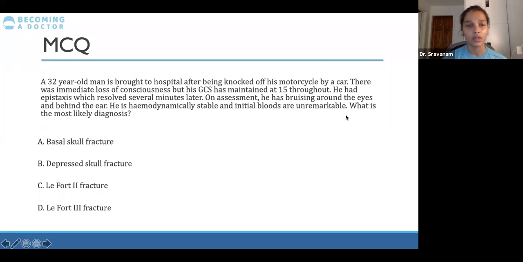It's unanimous. Okay, so this 32-year-old man is brought into hospital after being knocked off his motorcycle by a car. He's lost consciousness, but his GCS has been maintained at 15 throughout. He has had epistaxis, so that's a nosebleed, and this has resolved after a few minutes. He has bruising around his eyes, so that's raccoon eyes, and behind his ear, so that's Battle's sign, okay? And he's hemodynamically stable, and the rest of his initial bloods are fine. So yes, those are the signs of basal skull fracture, if you remember from part E that we talked about.